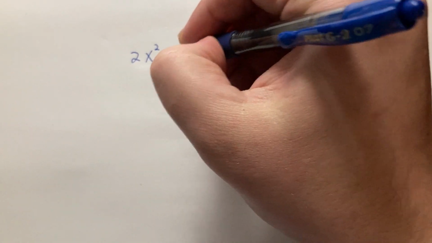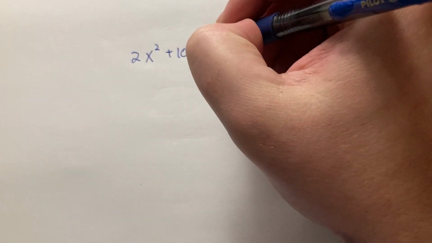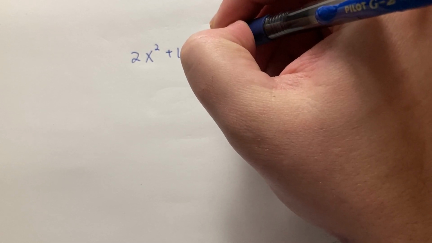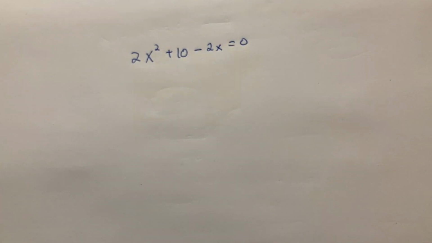I'm just going to do something outrageous here. Plus 10, minus 2x equals 0. Now, if you really wanted to solve this, you could divide everything by 2 and then do the whole bit. But let's just take this at face value.